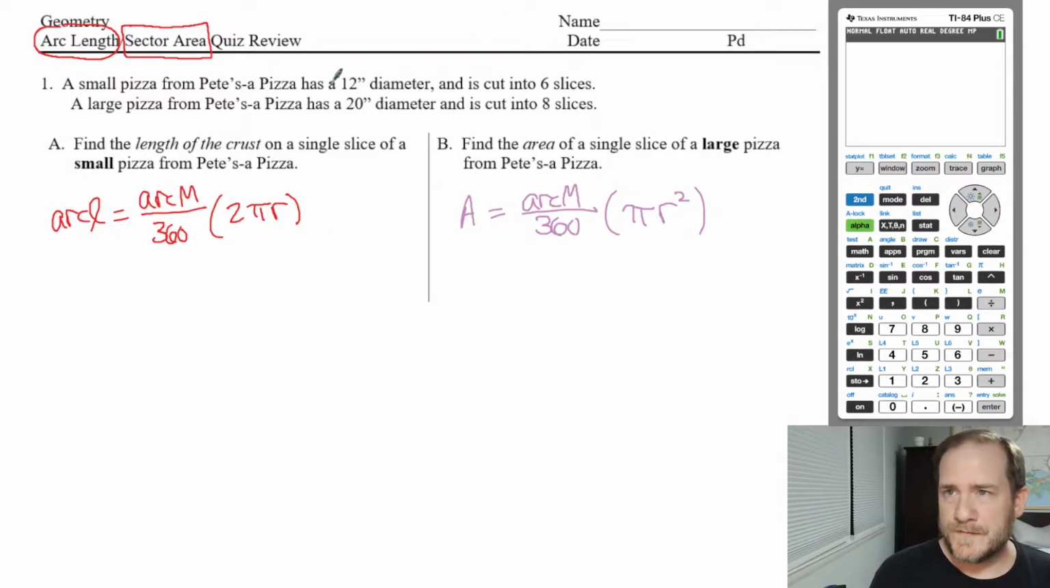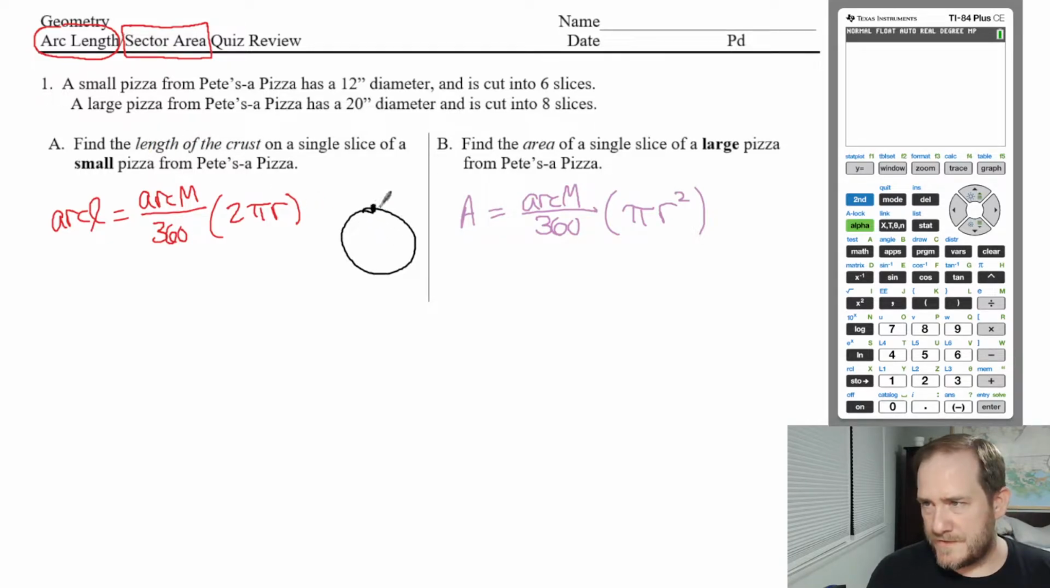I mean, that's it. So looking here, it says find the length of the crust. Length of the crust means, if I'm a pizza, that you're just trying to find this distance that's on the edge of the circle. So that's an arc. We know we're doing arc length here, as opposed to over here where it says find the area of a single slice.